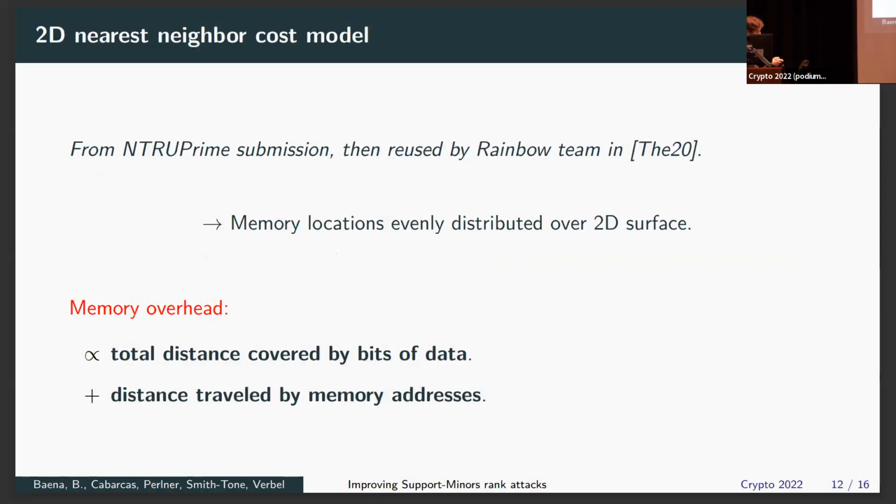So first, I need to explain a bit more what this model is. Initially, it comes from the NTRU Prime submissions, and it is essentially based on energy consumption. In this model, your memory locations are evenly distributed over a 2D surface, and also this density is limited. So the main overhead is essentially proportional to the distance covered by a bit of data, but you also have to take into account a second cost, which is the distance traveled by memory addresses.